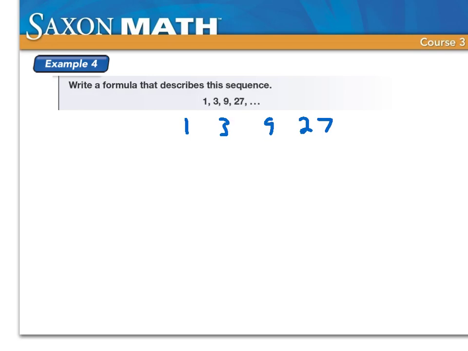So we need to find out, is the ratio the same? So we got 3 over 1. Then we would have 9 over 3. Well, that equals 3 over 1. And then we would have 27 over 9, which equals 3 over 1. So it's got a constant ratio of 3 over 1. So this is a geometric sequence.